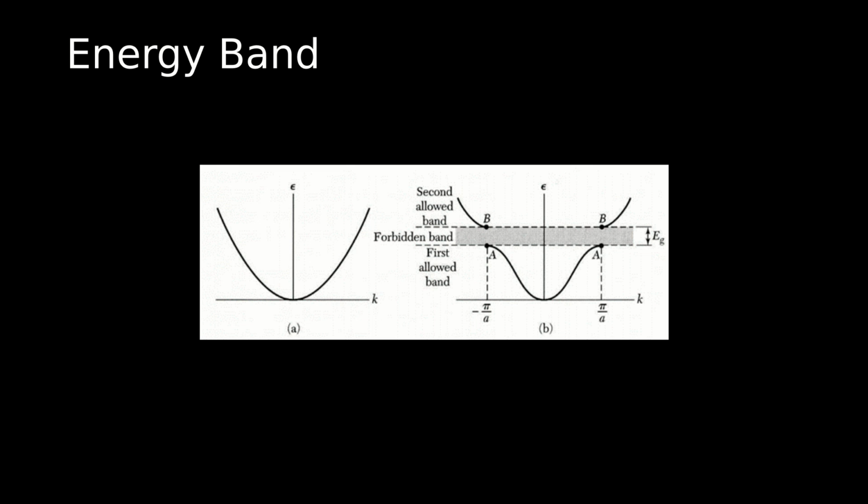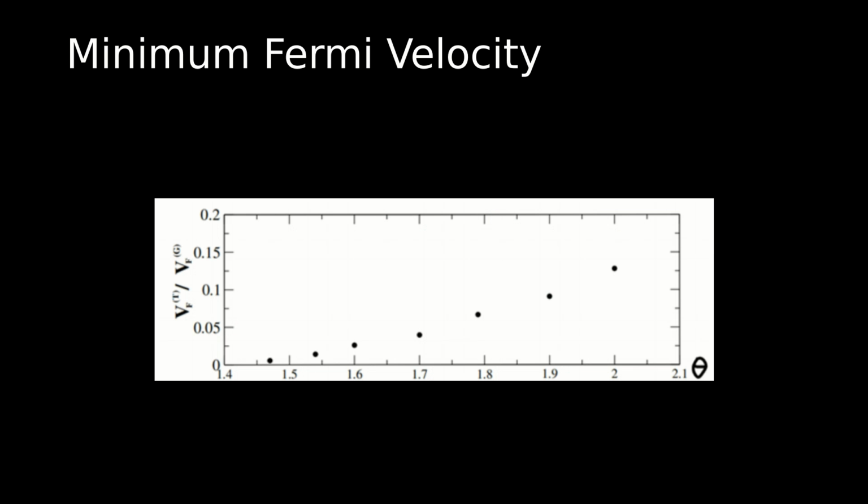If the energy is not enough, the electron will, for example, stay in the lower allowed band. If enough energy is added to the electron, it will hop into the second allowed band, or the higher band.